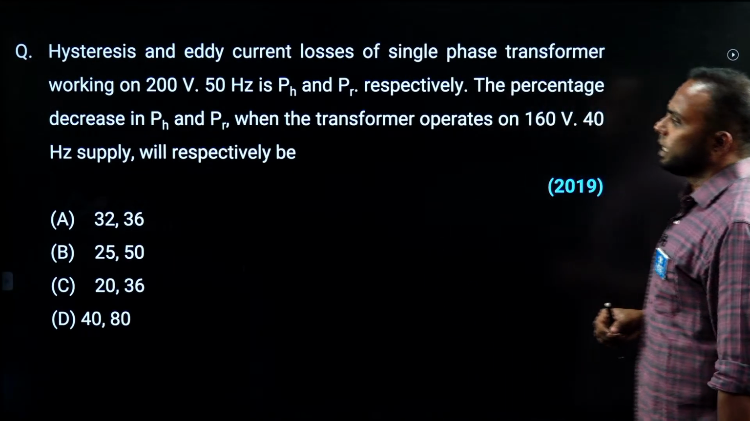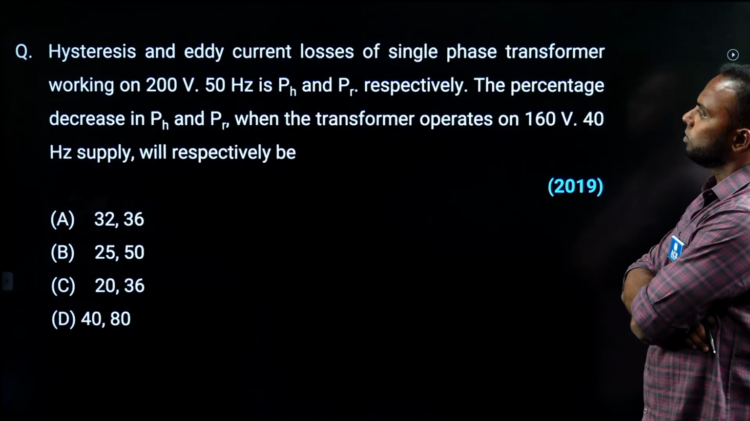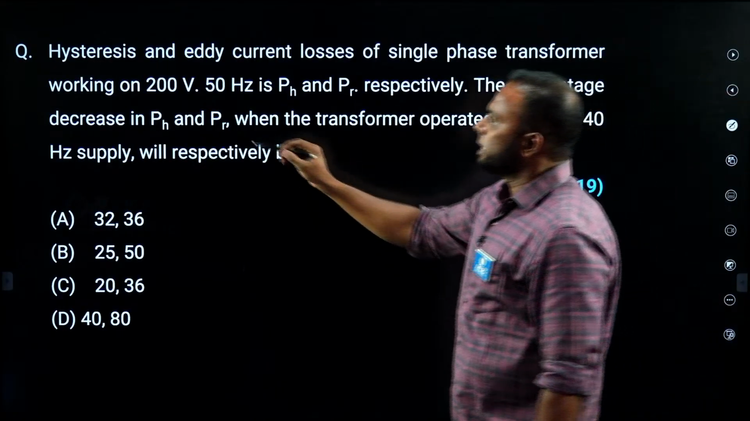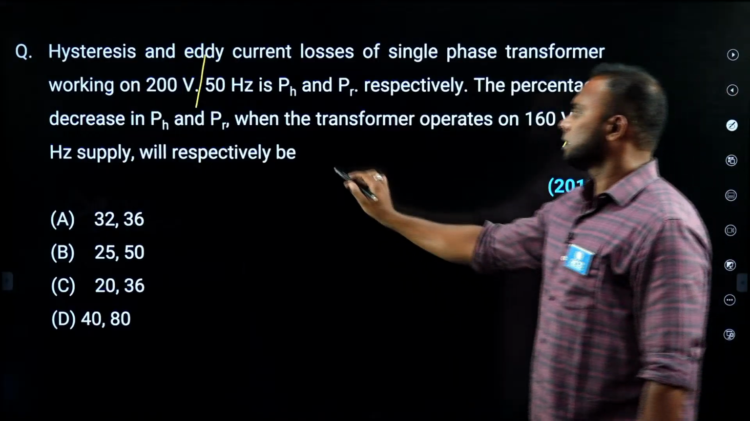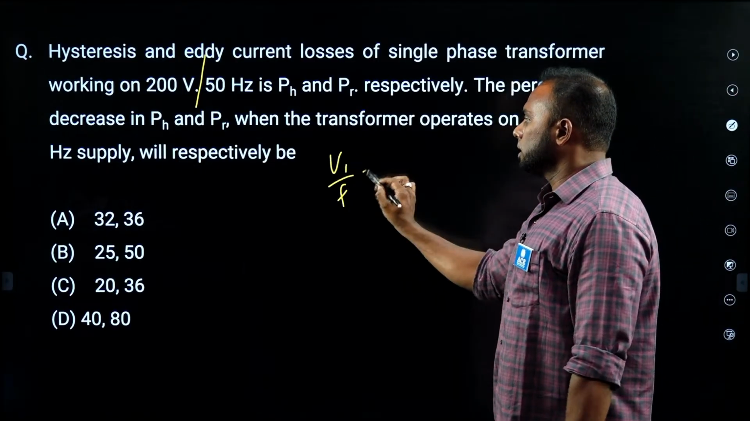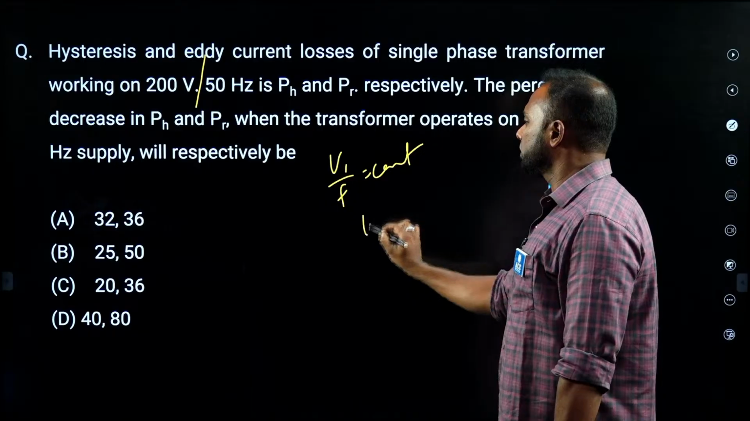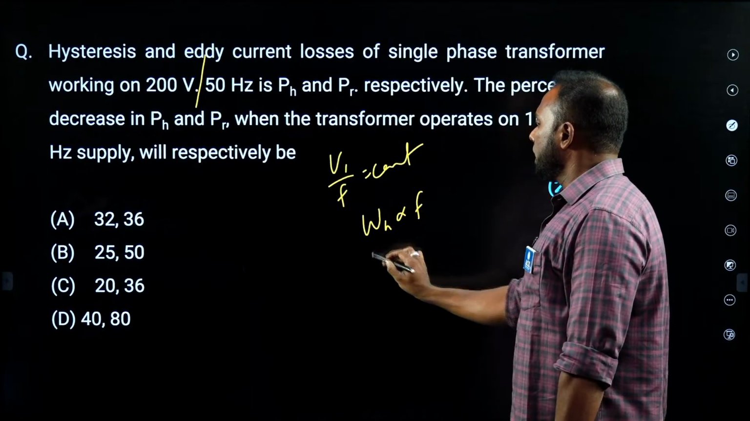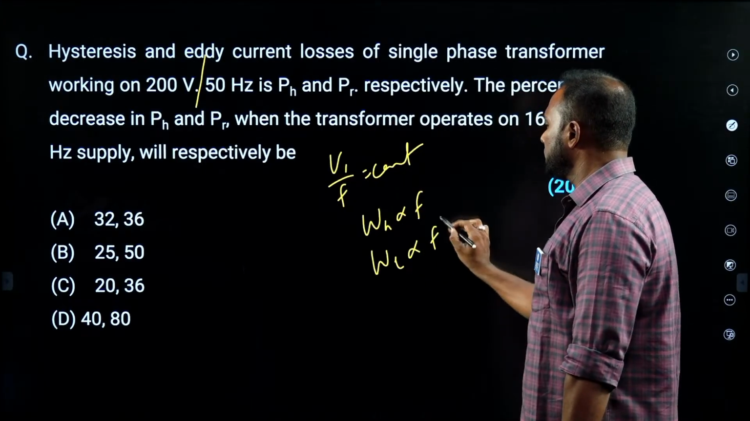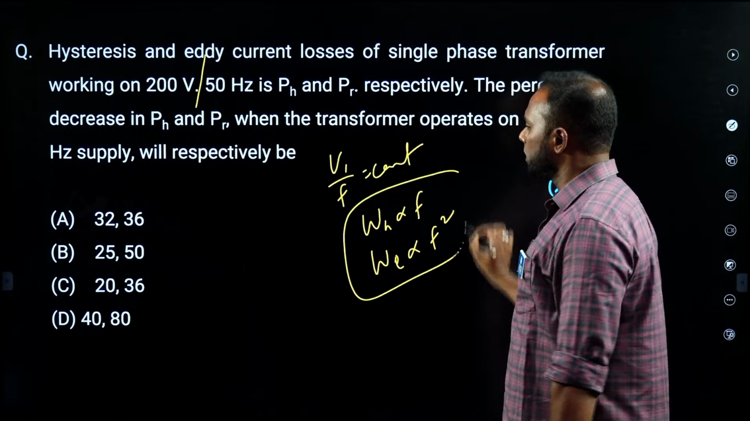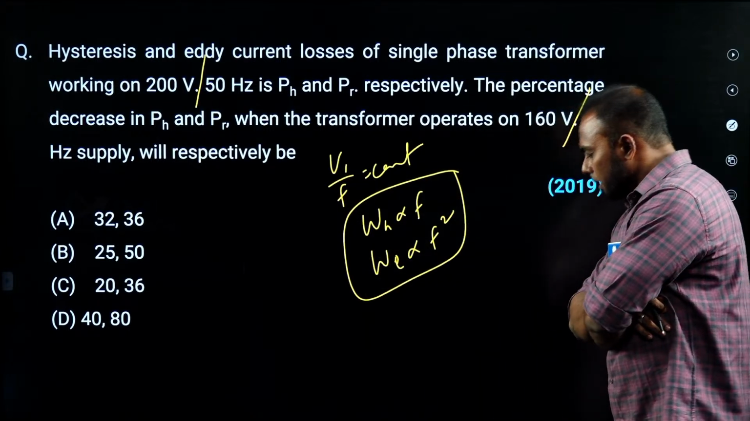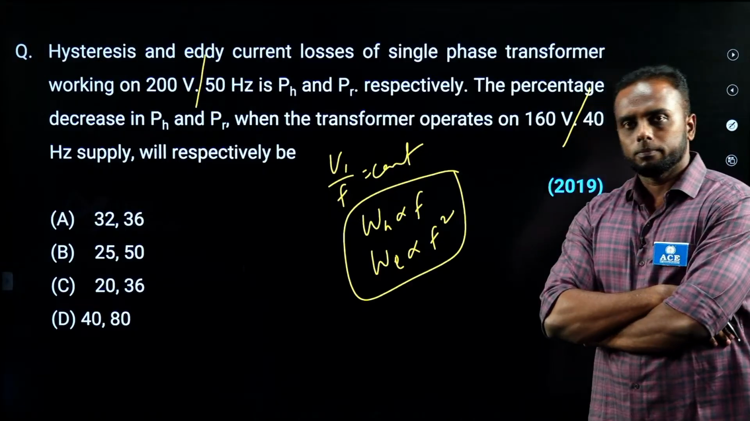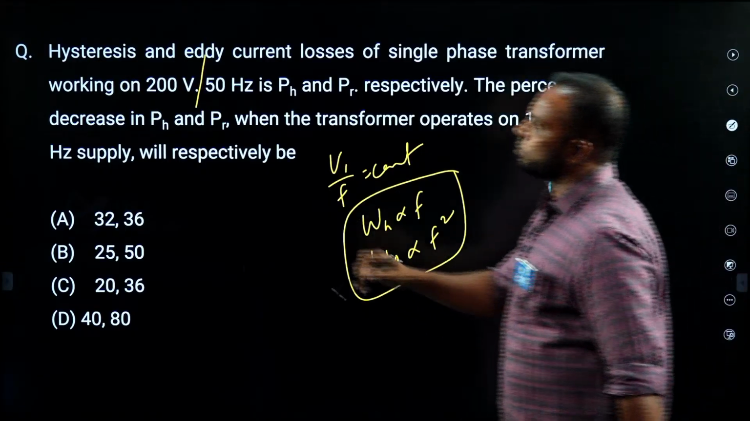This is related to hysteresis and eddy current. So you can solve this. Initially 200 volt 50 hertz, now it is 160 volt 40 hertz. V by F is constant. Whenever V by F is constant, what is hysteresis loss proportional to? Frequency. Eddy current loss is proportional to frequency square. So use this relation and try to simplify this. You will get the answer. And here the initial value is not given. So they are asking, read the question once.